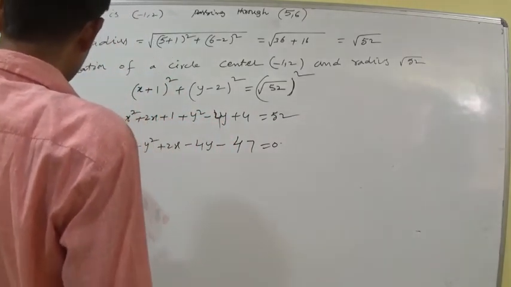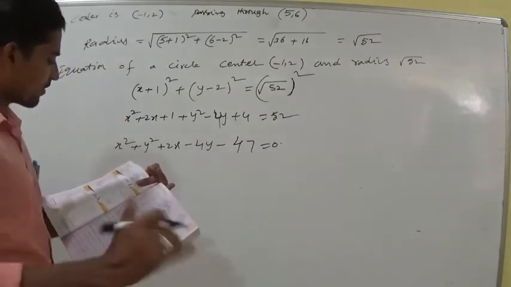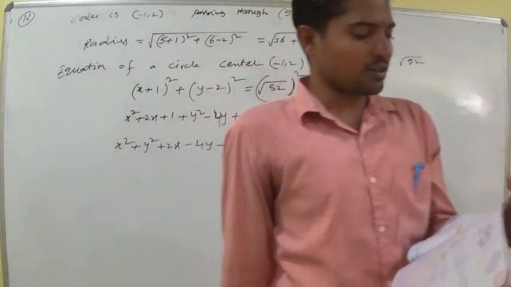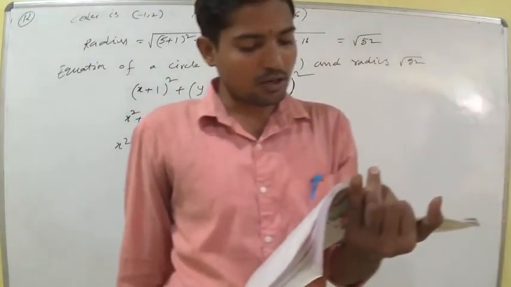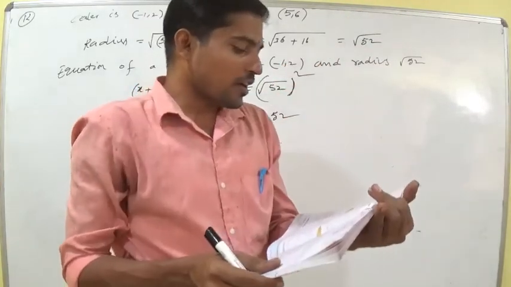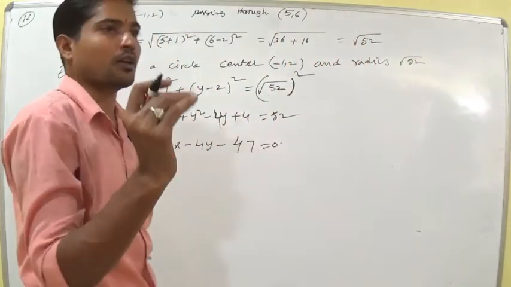the equation of the circle which is concentric with x square plus y square minus 6x minus 4y minus 12 is equal to 0 and passing through the point. We know that the concentric circles differ only in the constant, right?